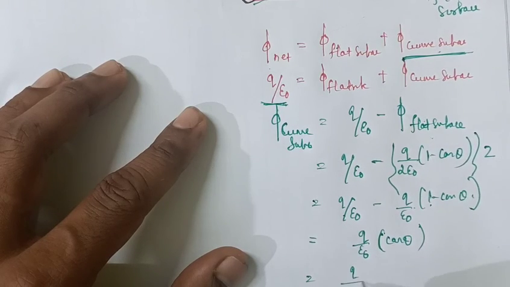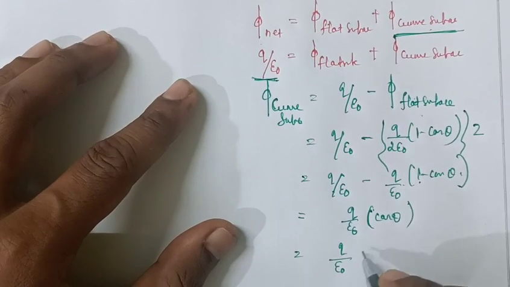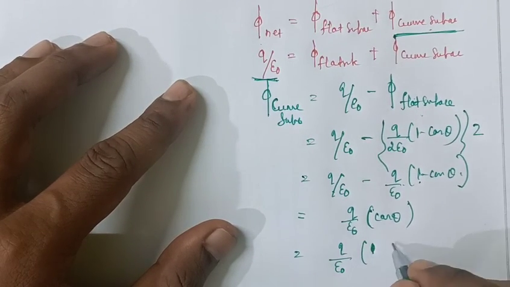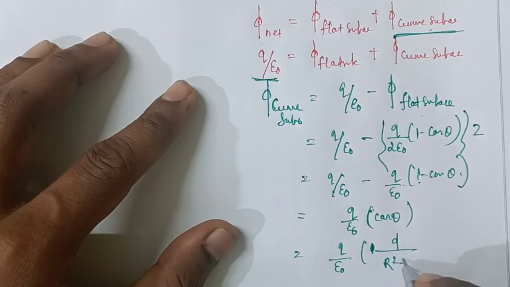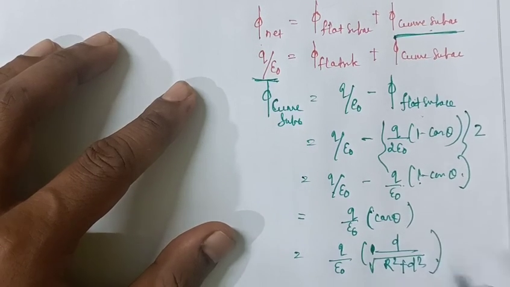And this is Q by epsilon naught. Cos theta value is what? D upon the square root of R square plus D square. I hope this is my final answer.